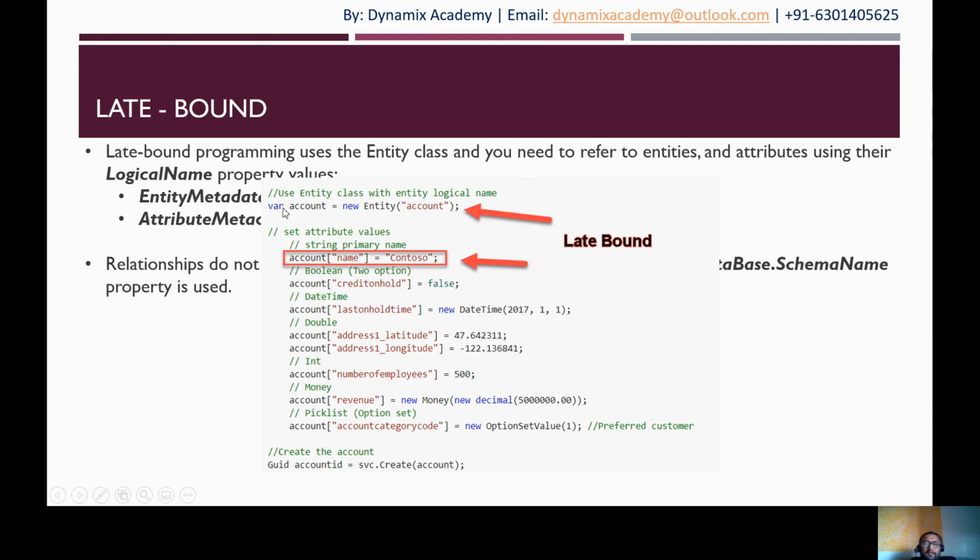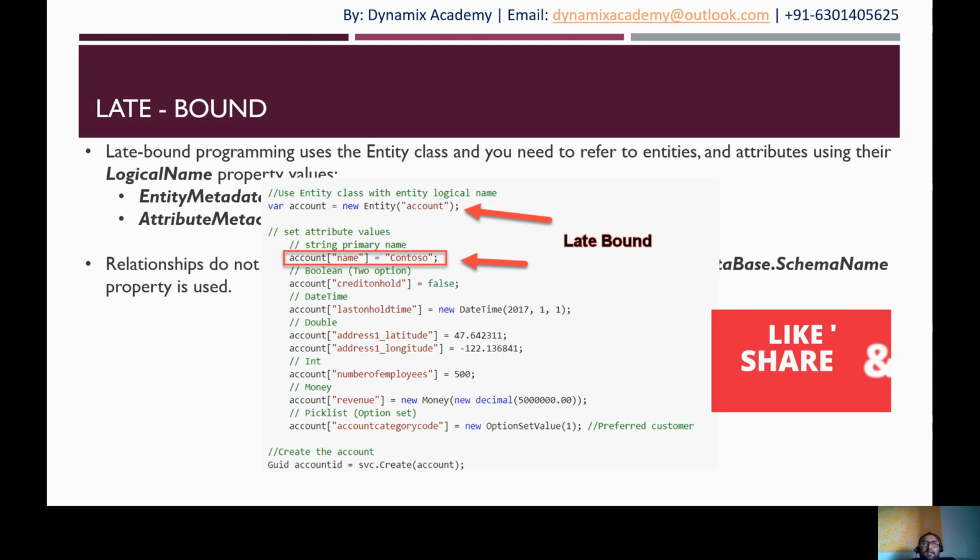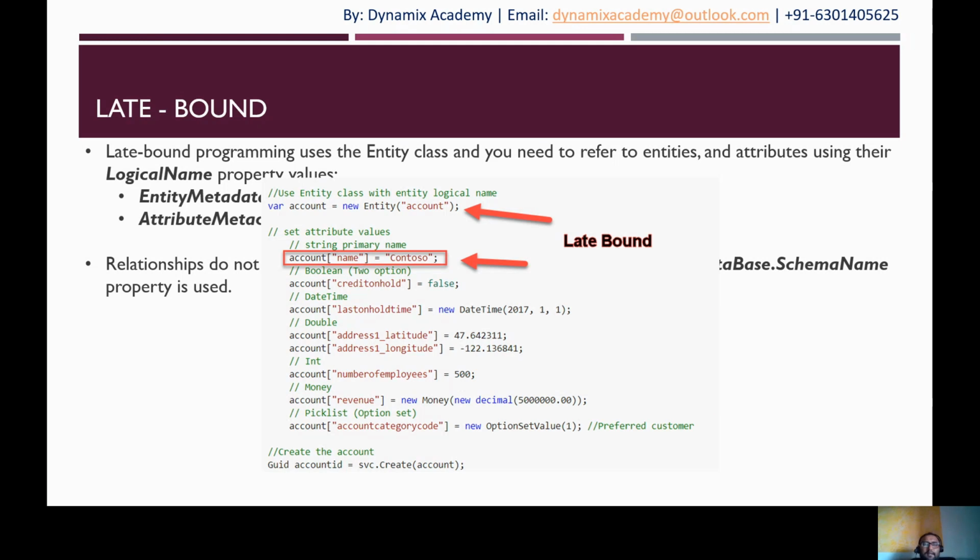Let me now give you a glimpse of what a late binding program looks like. Here you can see you have declared a variable called account using the Entity class, where you have passed account as a parameter. Account is an entity within your Dynamics 365, and if you want to set the name of that account, you have to use this syntax where you need to know the attribute logical name. You need to know each and every attribute that this particular entity has, and if you are setting that property, you need to know the name of that property. This is an example of a late bound program.